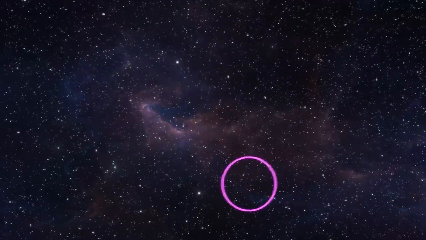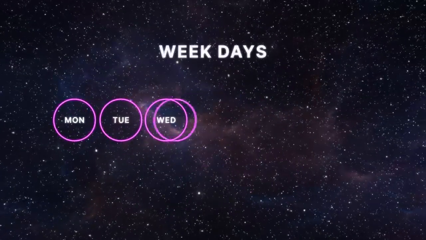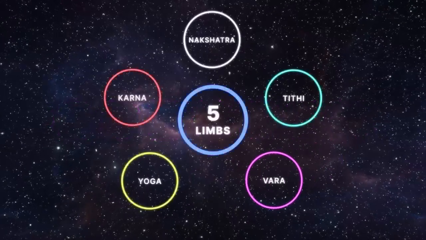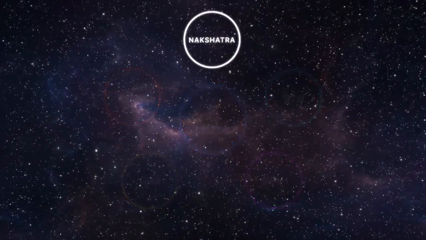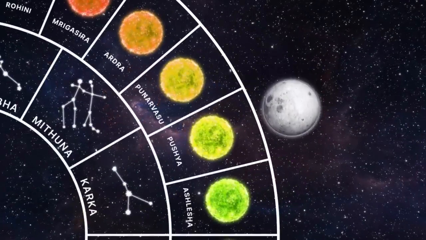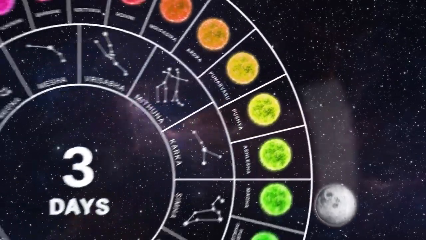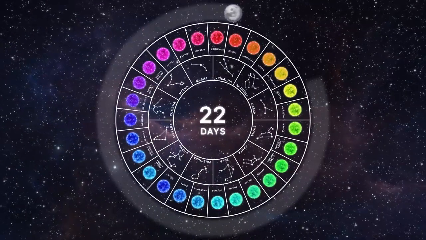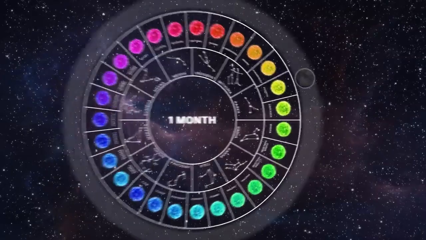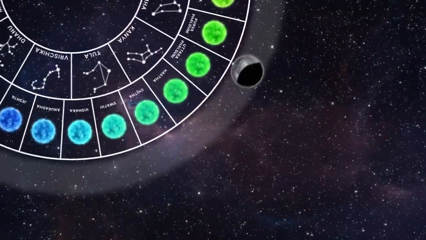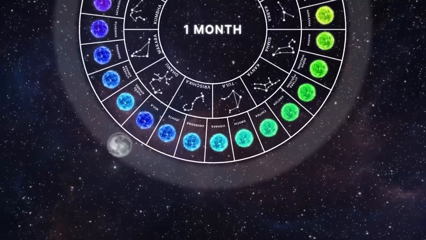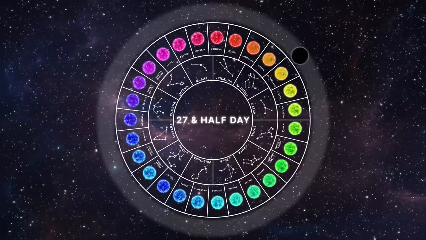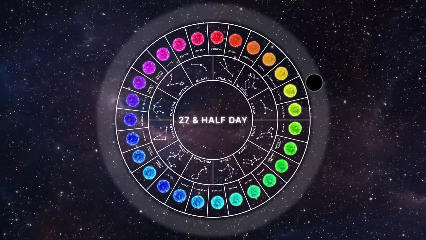Vara means the day, the weekday: Monday, Tuesday, Wednesday, Thursday, Friday, Saturday, Sunday. And then stars, nakshatra. Star means when the moon is in a particular star, that is the star. So the moon takes 27 days to go around all the stars, the whole constellation. That is called 1 month. If you follow the moon, every new moon, a new month begins and it ends on the next new moon. So it is 27.5 days. That should be the real month.